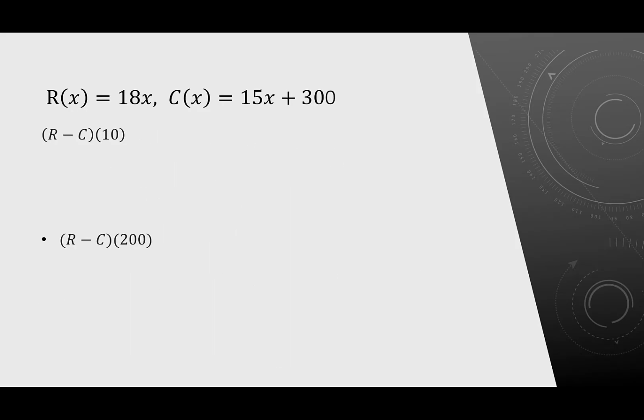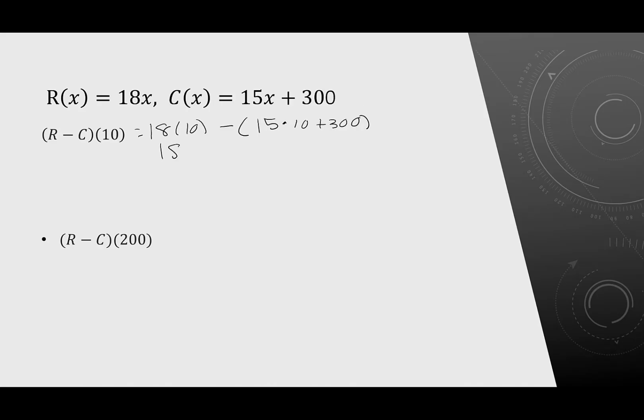So let's try again. This time we're going to do r of x is 18x and c of x is 15x plus 300. So I'm going to start with r minus c of 10. So I'm going to do 18 times 10 minus, let's do parentheses, 15 times 10 plus 300. Really important that you put that parenthesis around the subtraction so that you're subtracting both of the numbers.